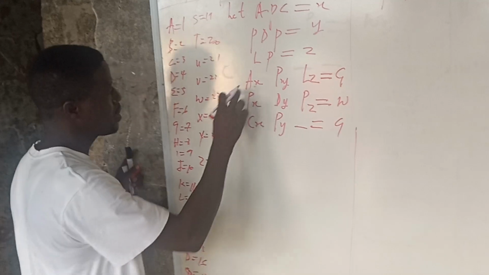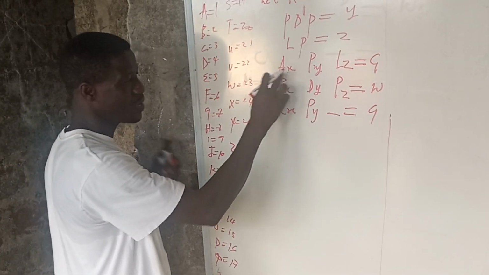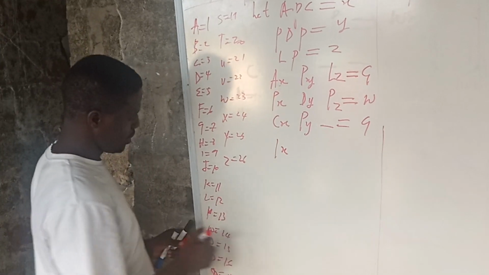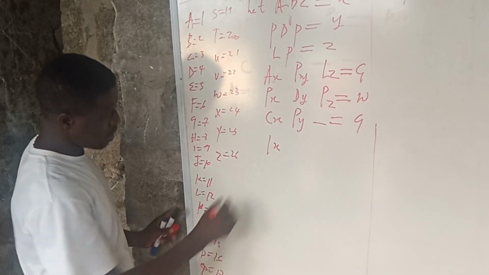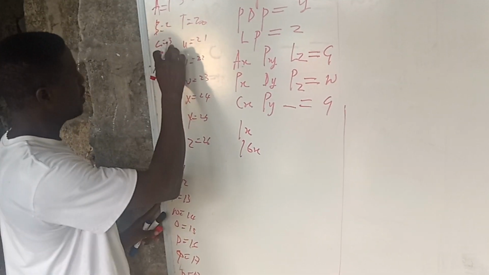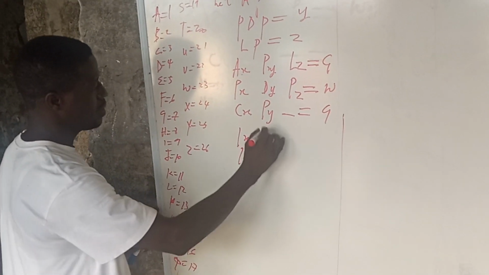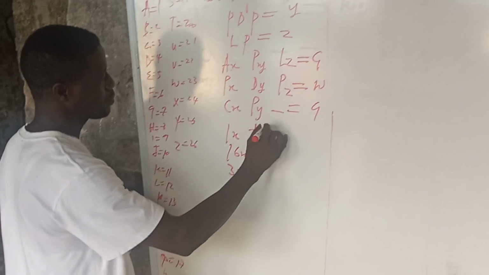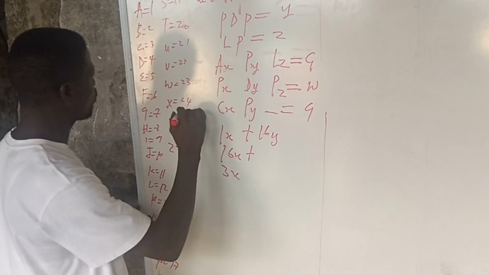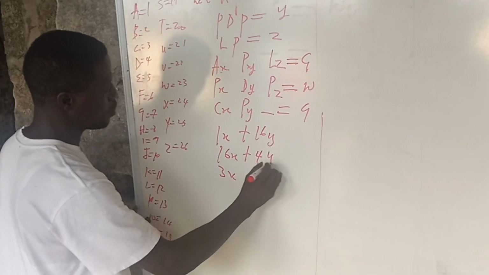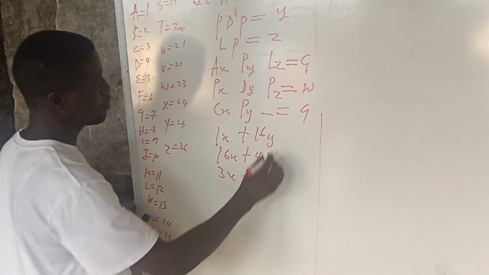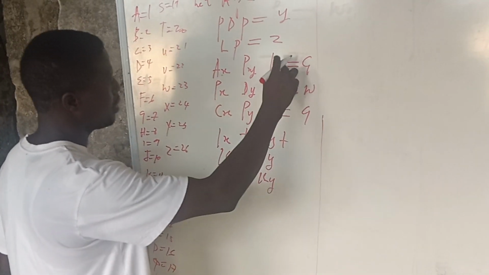You agree with me that A is equivalent to 1. So in the place of A, we can have 1x. Then P is being represented numerically as 16. So we have 16x, and of course C is 3 here. Look at it here. So we have 3x. Then plus P again is 16 or 16y. Plus D is 4. That gives us 4y. Plus D, P again, that is 16y. Then we have plus LZ.